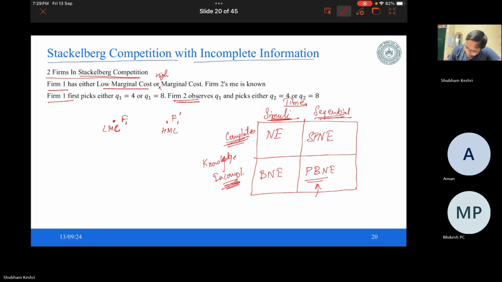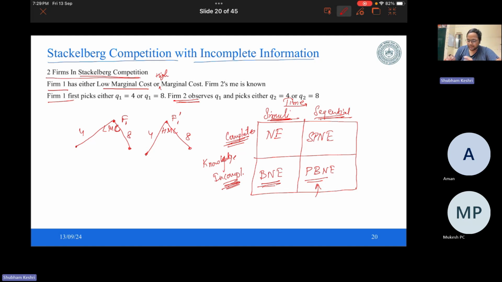And firm 1 has two strategies. Either he can play 4 or 8, and over here also he can play 4 or 8. When player 2 plays, he doesn't know if he is playing against firm 1 of low type or firm 1 of high type. This kind of game we studied when we were talking about Bayesian Nash equilibrium. But if you go back and check, that was a simultaneous move game. Both players were playing simultaneously.